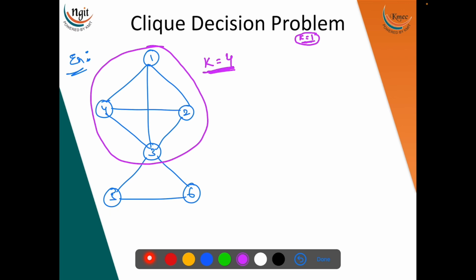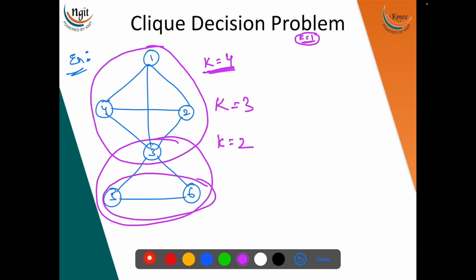So now this is one. Is it true that I can form a clique with K is equal to 3 also? Yes, and this is one more subgraph. Correct? It is also a complete graph with 3 vertices. Now, can I form one even with K is equal to 2? Yes, it is also a clique. If I take 5, 6, that is also a clique.